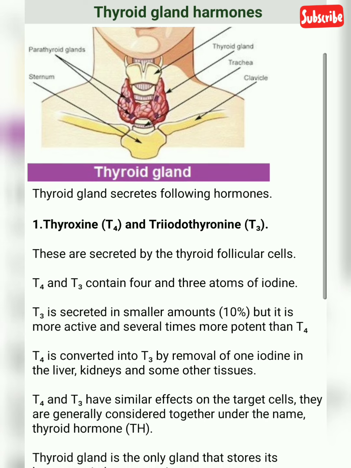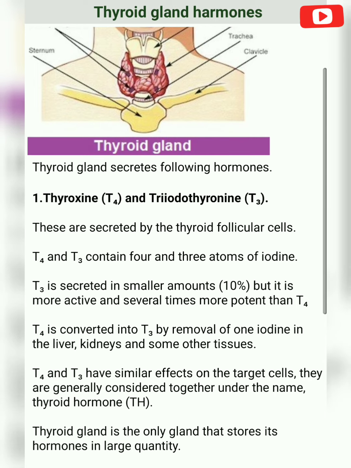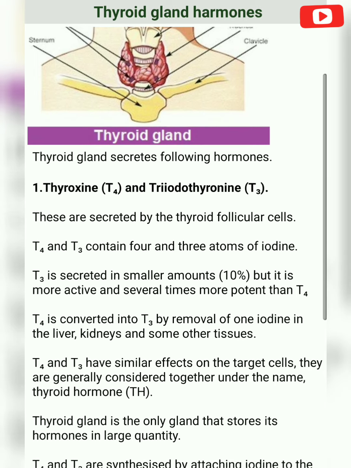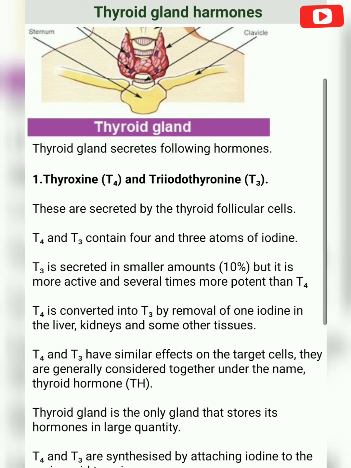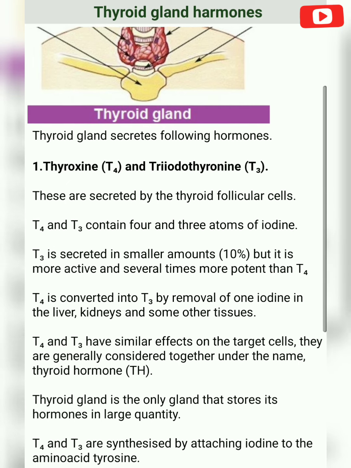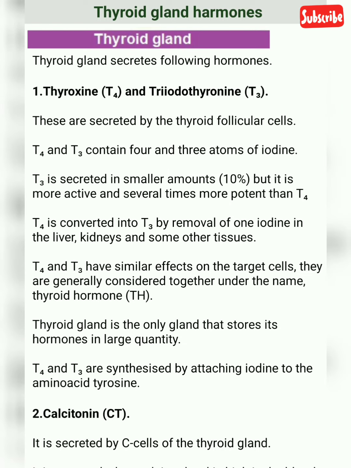T4 is converted into T3 by removal of 1 iodine in the liver, kidneys and some other tissues. T3 and T4 have similar effects on the target cells. They are generally considered together under the name thyroid hormone, TH. Thyroid gland is the only gland that stores its hormones in large quantity. T3 and T4 are synthesized by attaching iodine to the amino acid tyrosine.